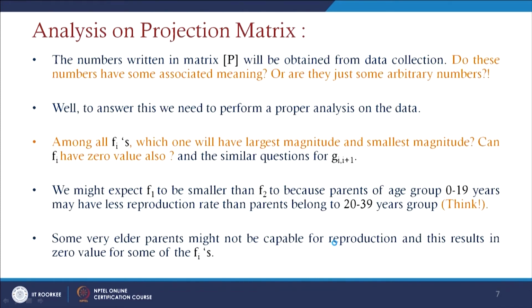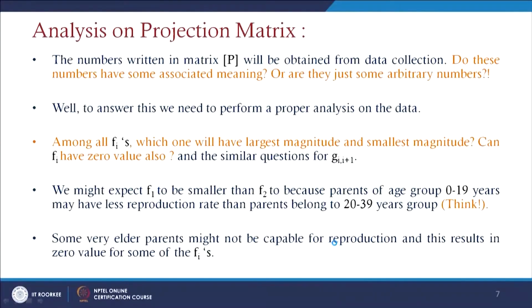If we go for this analysis on the projection matrix, the numbers written in matrix P will be obtained from data collection. How many age groups exist from 0 to 19 and above 19, how many people exist in the different age groups we have defined, we can count directly from the data. And do these numbers have some associated meaning, or are they just arbitrary numbers? We also have to verify that. To answer this, we need to perform a proper analysis on the data.